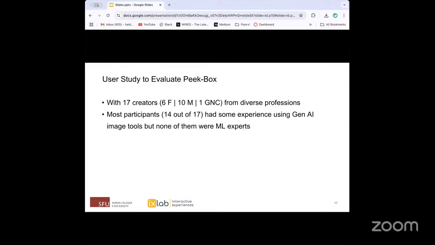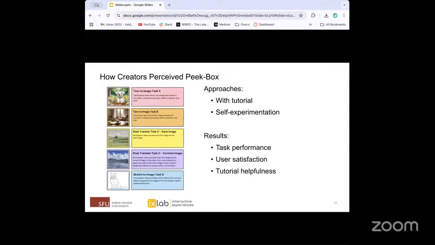And then we put Pickbox to the test. We ran a user study with 17 participants. Most had some experience using generative AI image tools, but none of them were machine learning experts. Each participant completed 4 creative tasks using one of 2 approaches, one with a tutorial and the other with self-experimentation, basically trial and error. And here's what happened. With Pickbox tutorials, participants generally generated images that were more aligned with their original ideas and they felt more satisfied. And they rated the tutorial as genuinely helpful.